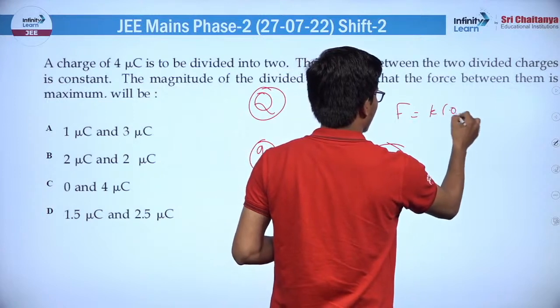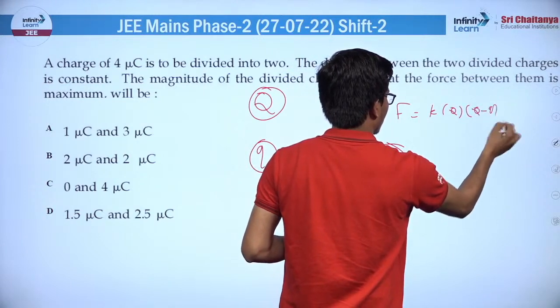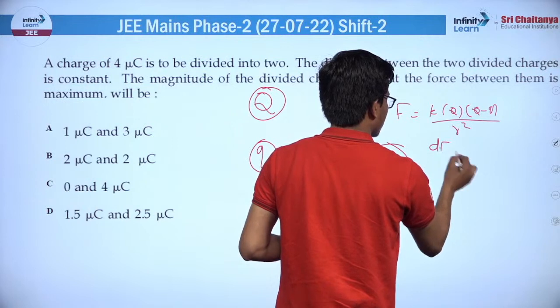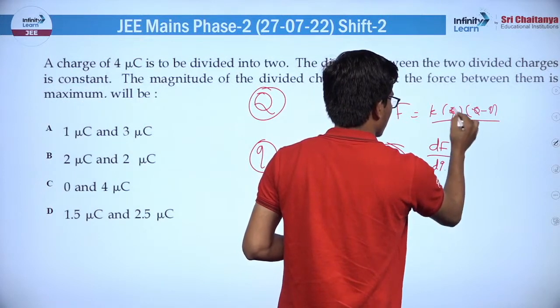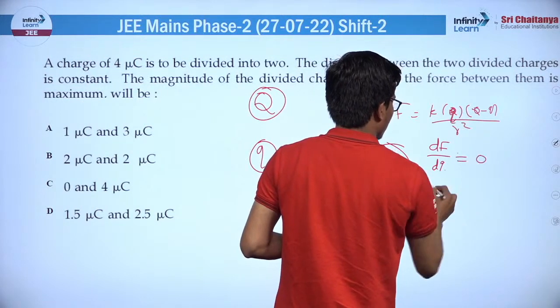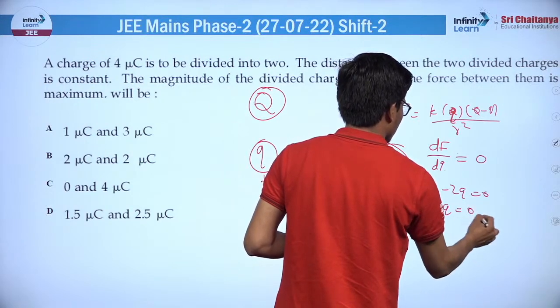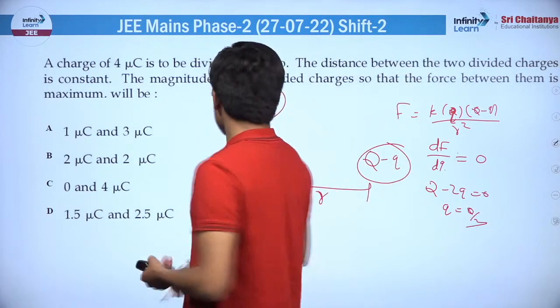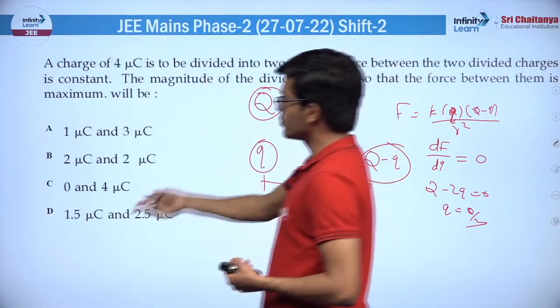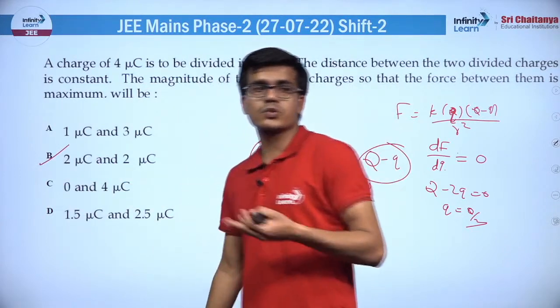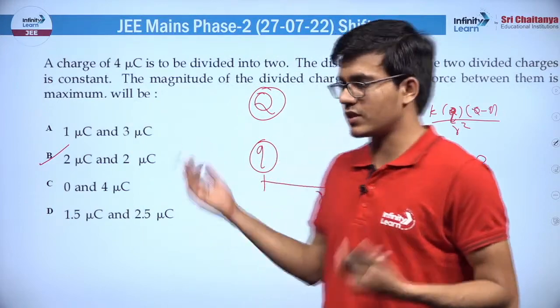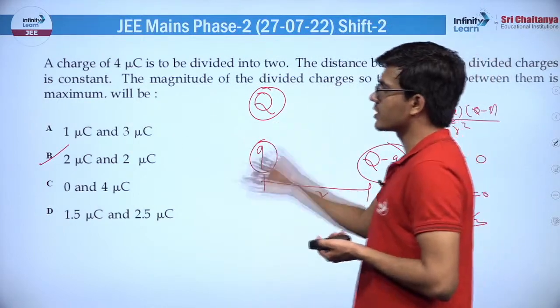It will be K Q1 Q2 by R square, and this force has to be maximum. It means this has to be 0. So if you do this as 0, you will have Q as Q by 2, right? Means half you have to divide. So 2 should be my answer. Maximum students have answered this directly, because they know that to get the maximum force they have to divide in equal parts.